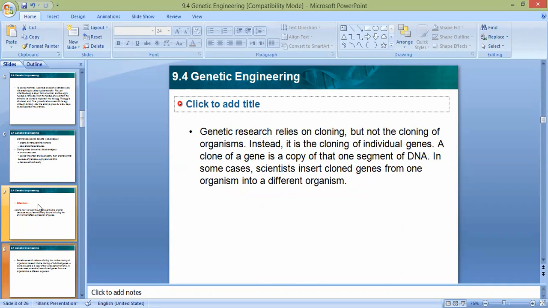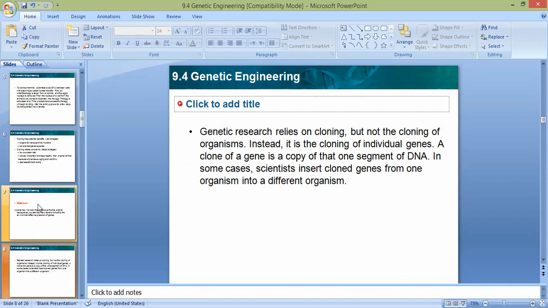Now, genetic research relies on cloning. Why did we talk about cloning? Because the idea of genetic engineering came from, or depends on, what? Cloning. As we said, in cloning they make an identical copy of an organism. They used the same idea to make a copy of a gene, just as we make a whole copy of a whole organism. Genetic research relies on this idea of cloning, but not the cloning of an organism. It is the cloning of individual genes.